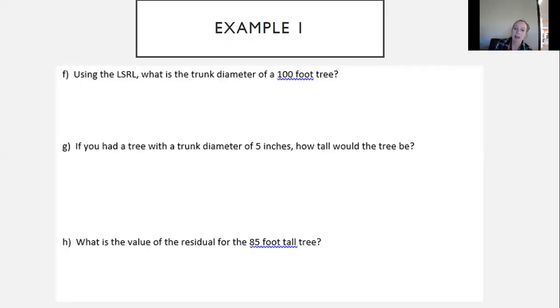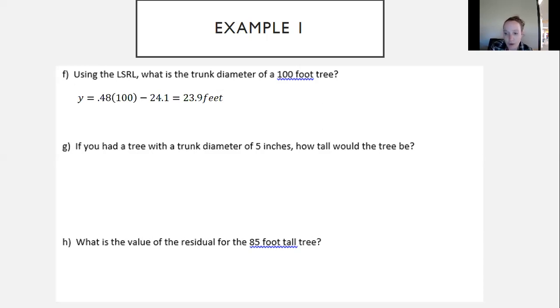All right, let's look at the last 3 questions. The whole point of getting the LSRL is to be able to make predictions. So we created a model, the least squares regression line, and now we're going to use it. Let's say we have a 100-foot tree. How wide is that diameter going to be? Well, you're going to plug in 100 for x and solve.